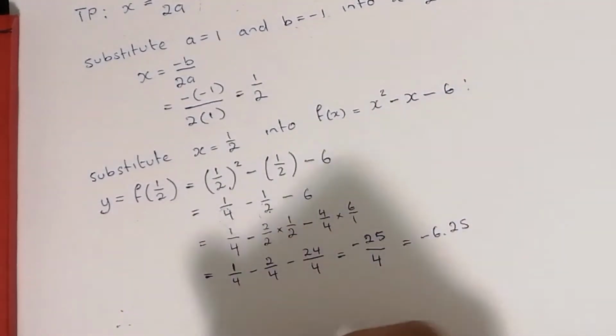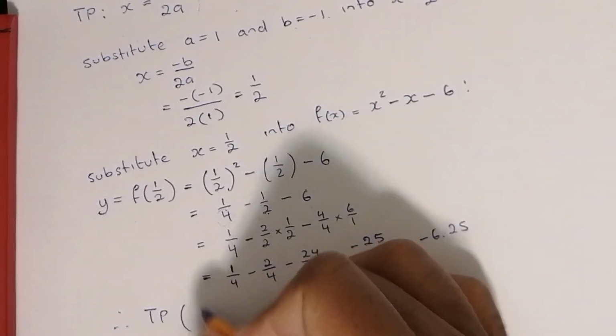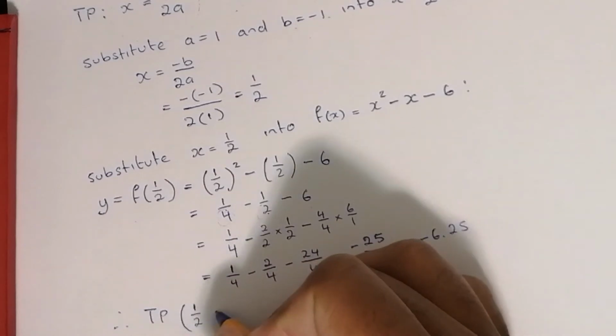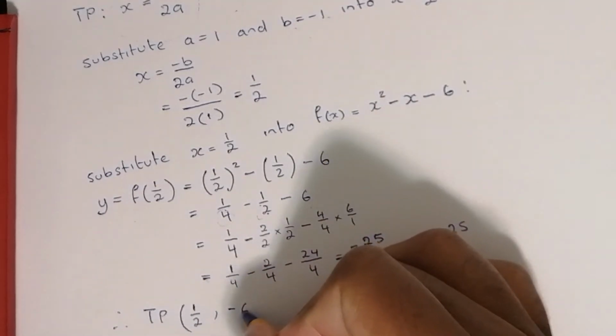Therefore, our turning point is at x is half and y is negative 6.25.